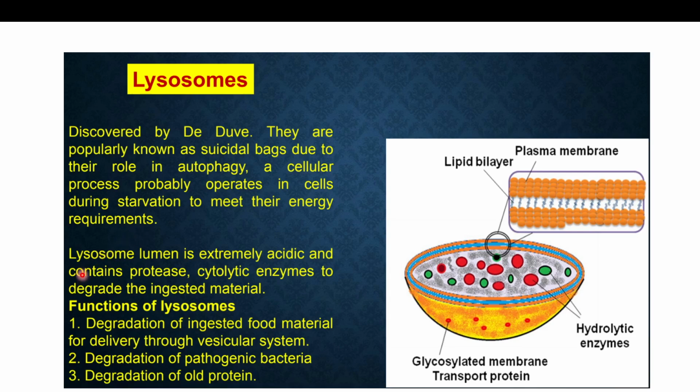Okay. So what happens is the lumen, or the inside of the lysosome, has extremely acidic pH, and it contains different macromolecule digesting enzymes like proteases, which digest proteins, and cytolytic enzymes to degrade the ingested material. So what is the function? Degradation of ingested food material for delivery through the vesicular system, degradation of pathogenic bacteria, degradation of old protein.